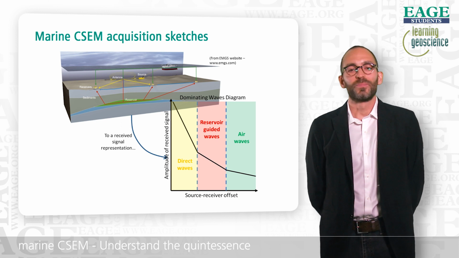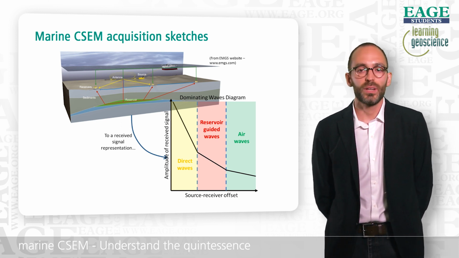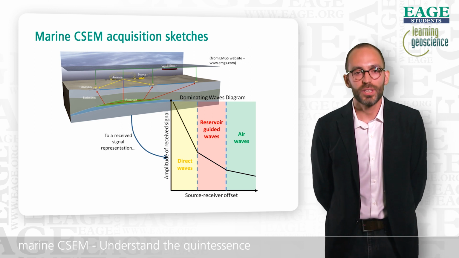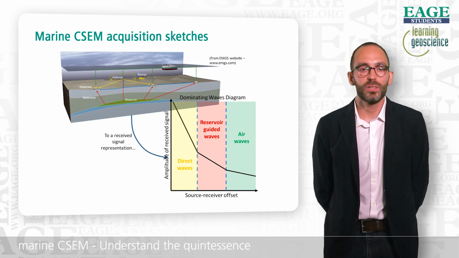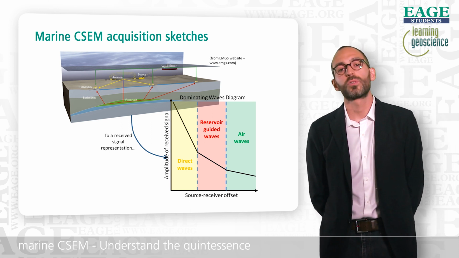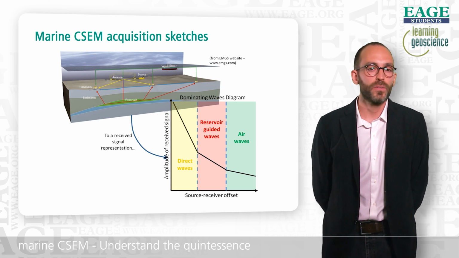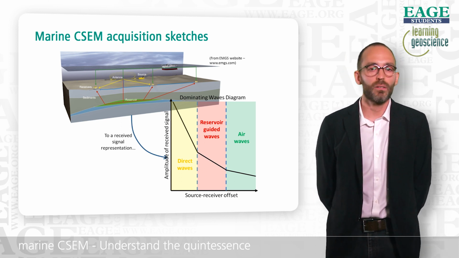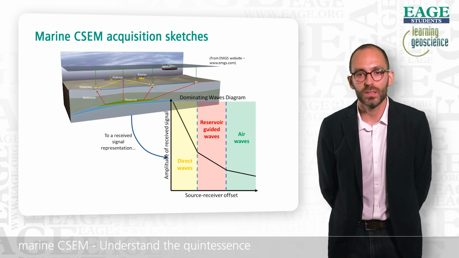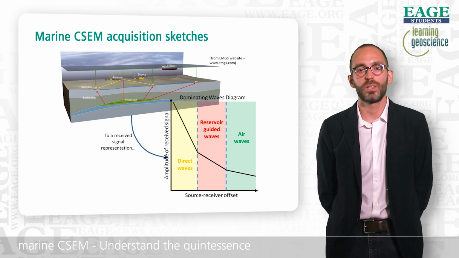On the image below, you can see schematically what is typically retrieved for each receiver. It's actually a graph showing the amplitude of the field versus the source-receiver offset. And you may identify 3 different zones on that graph. For near offset, direct waves dominate the recorded signal. They are marked in yellow in the 2 images.